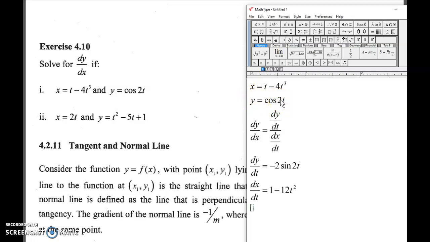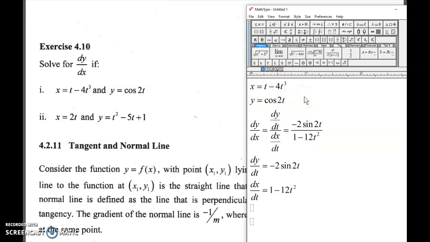You can refer to the trigonometric derivatives again later. dx over dt is 1 minus 12t squared. Now we have these two pieces of information, we can just plug them into our formula. So dy over dx is negative 2 sine 2t at the numerator and 1 minus 12t squared at the denominator. If it can be simplified, please do. If not, this will be the differentiation of these parametric equations.